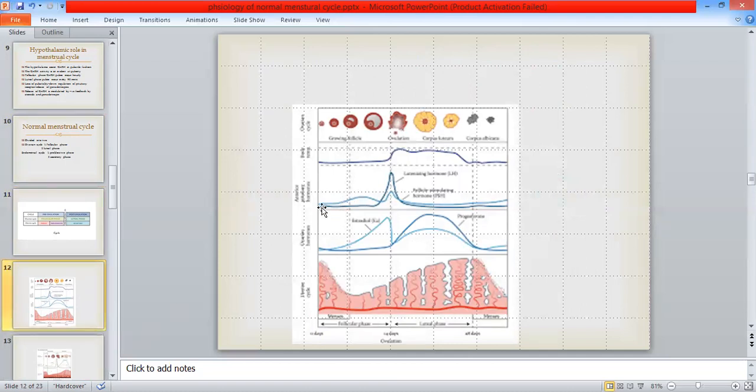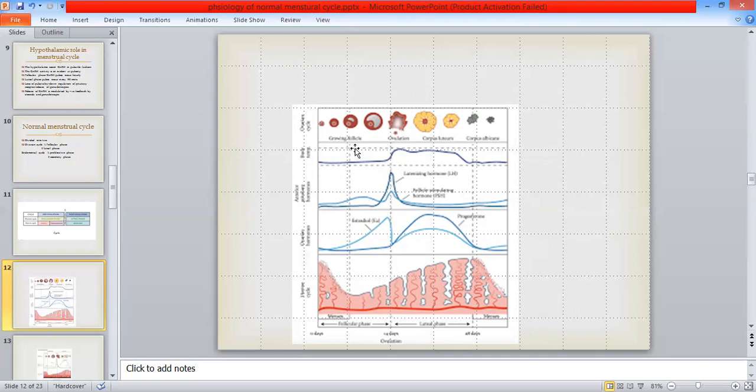This is a diagram explaining in detail the changes which occur in the ovary and in the different hormones. These curves show changes in the different hormones in the menstrual cycle and in the endometrium. This diagram explains in detail the changes occurring in the menstrual cycle in the ovary, in the hormones, and in the endometrium.